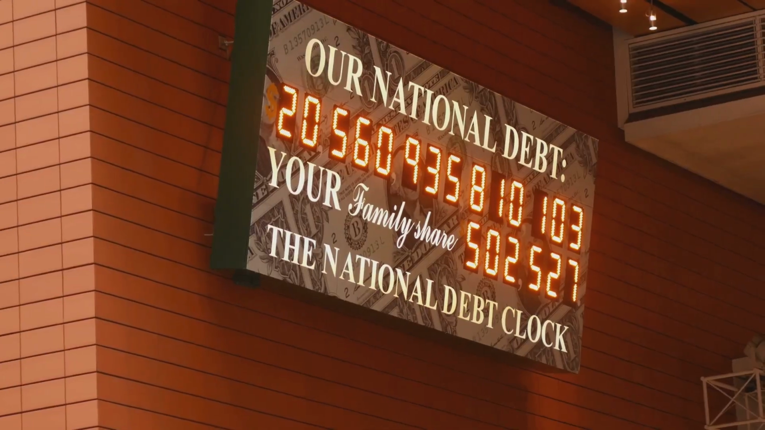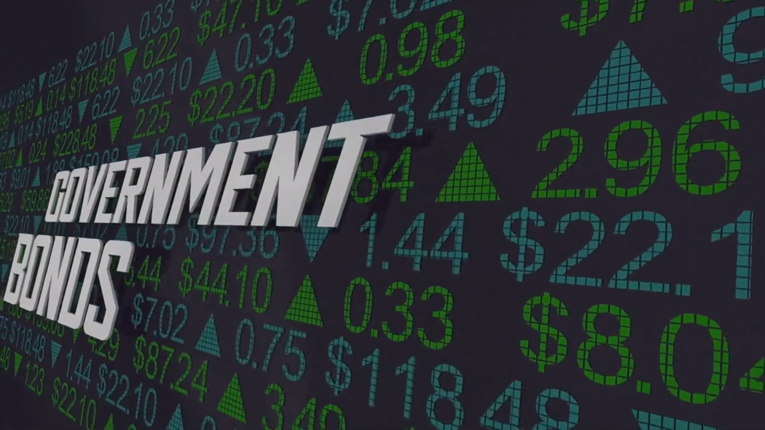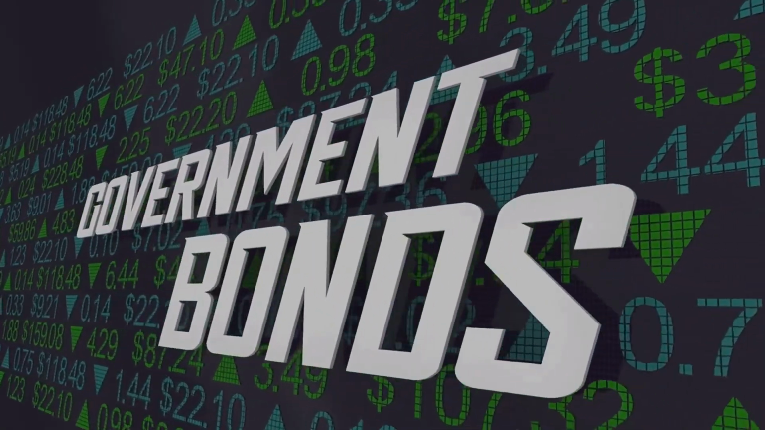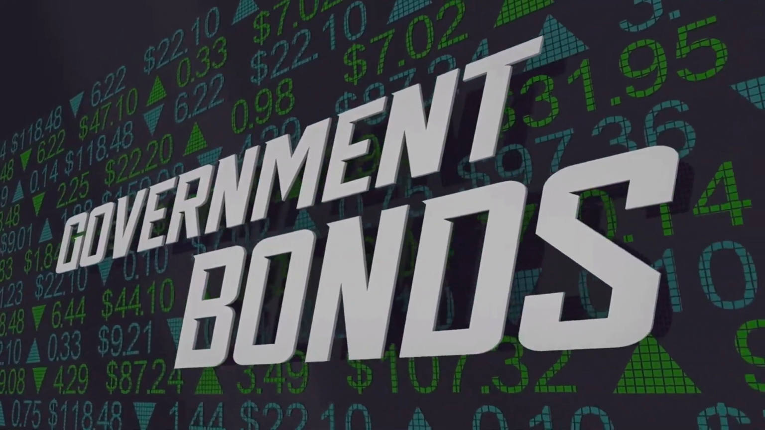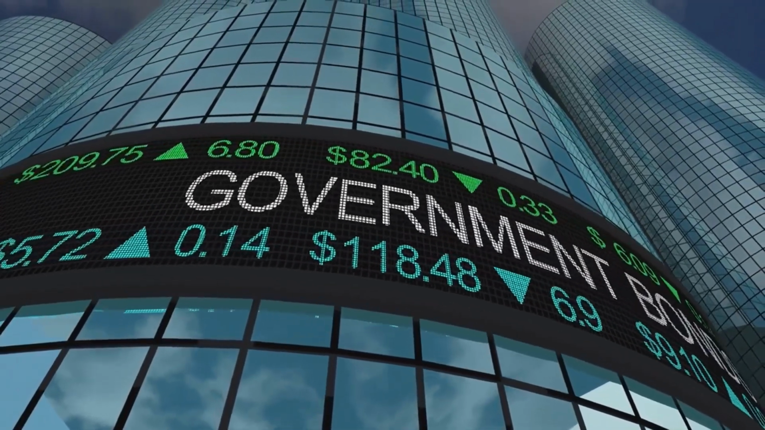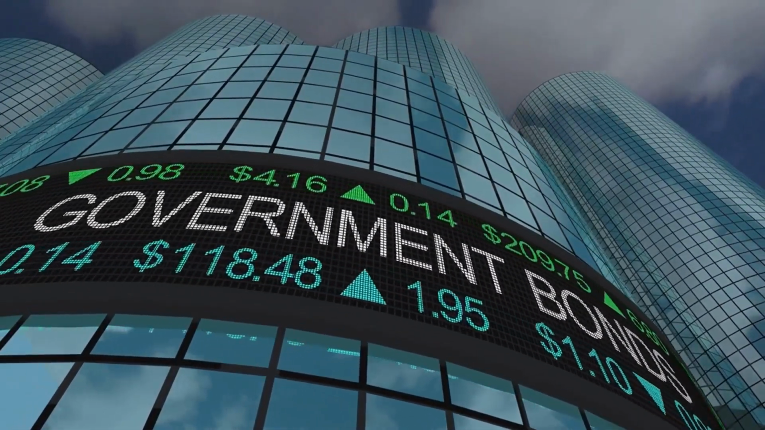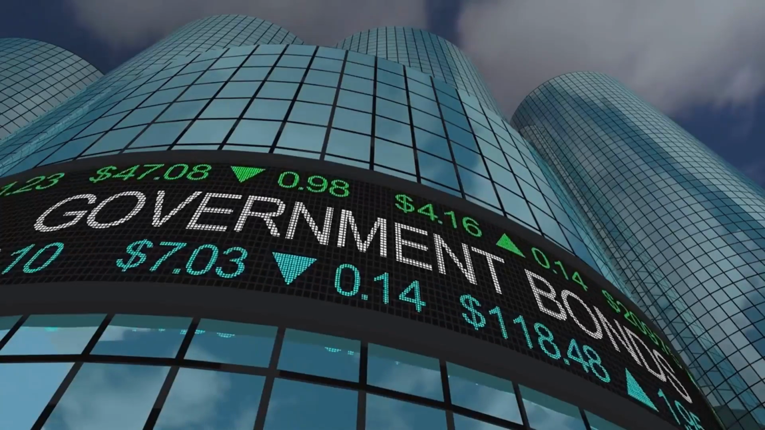Section 1. The government as borrower. Just like individuals and businesses, governments often need to borrow money to finance their operations, invest in infrastructure, or cover budget deficits. When governments borrow, they typically issue bonds, which are essentially IOUs, that promise to repay the borrowed amount plus interest at a future date.